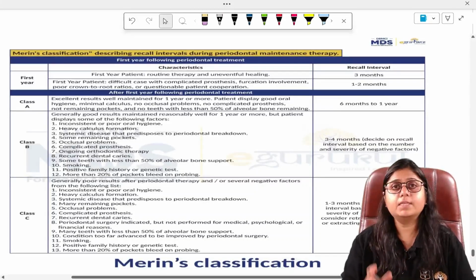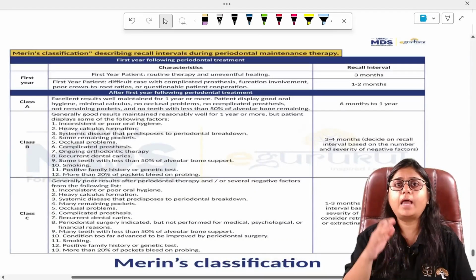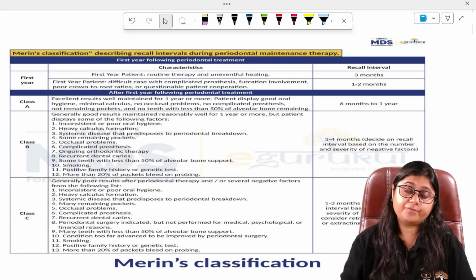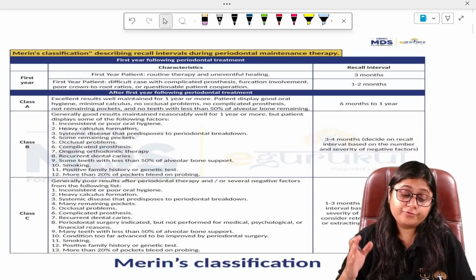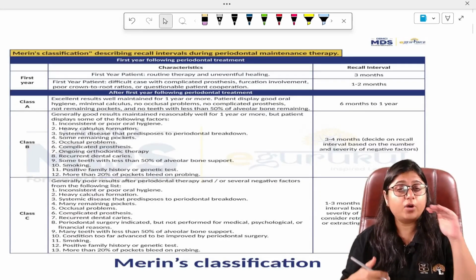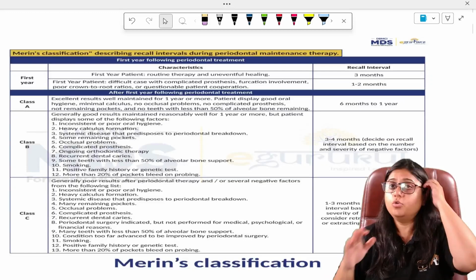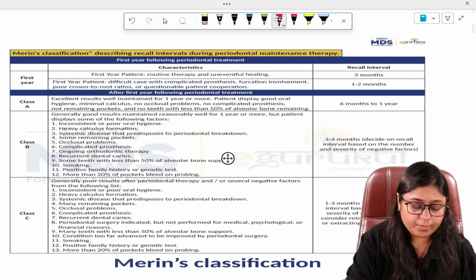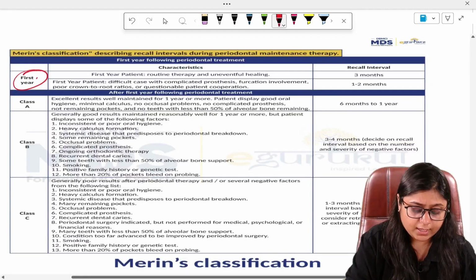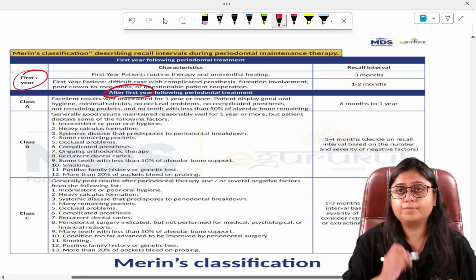In this, what happens is, as soon as I have treated the patient, I have completed my treatment on 1st January 2024. So for the first year, it is divided into two parts, for the first year and after the first year. Don't get confused between the two. You have to remember these two separately, first year and after first year.